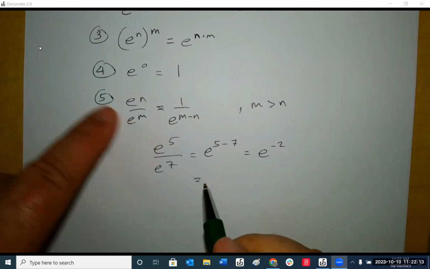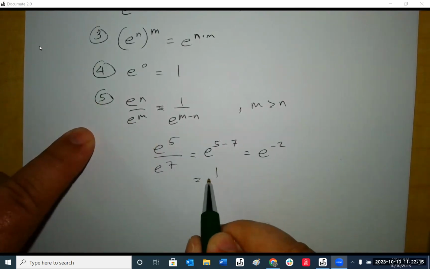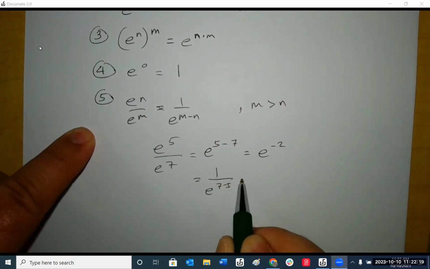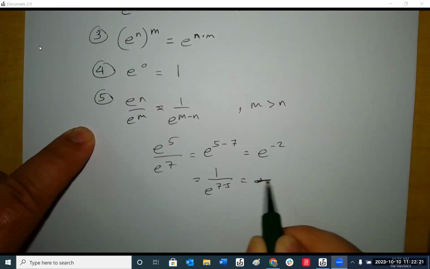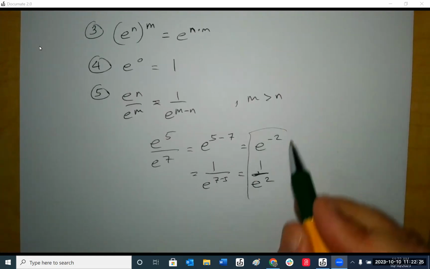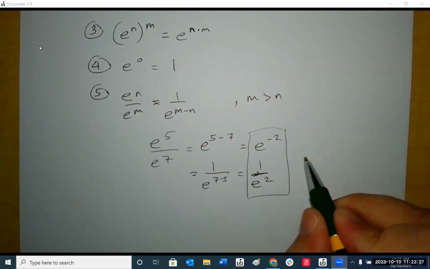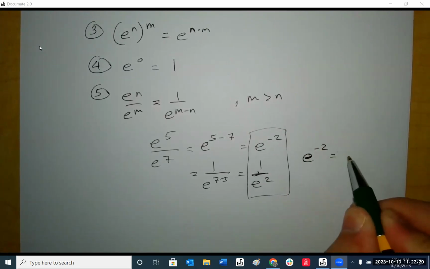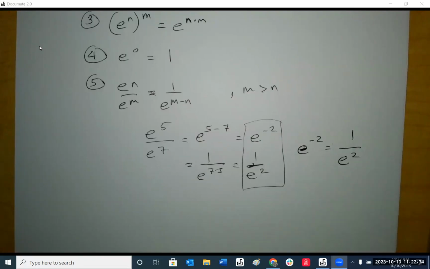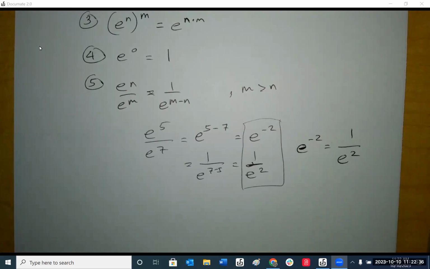Or I could do rule 5. 7 minus 5, which is 1 over e squared. These are both equal. E to the power -2 is equal to 1 over e squared. So a negative exponent simply means change the location of it. These are the same exponential rules as we had in basic algebra.